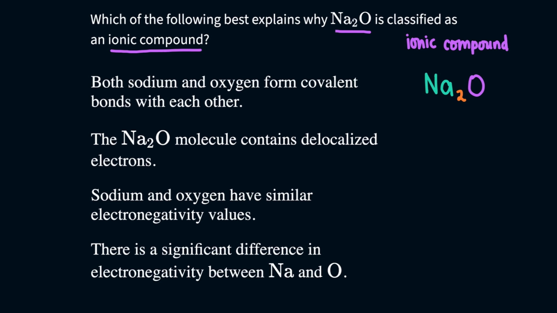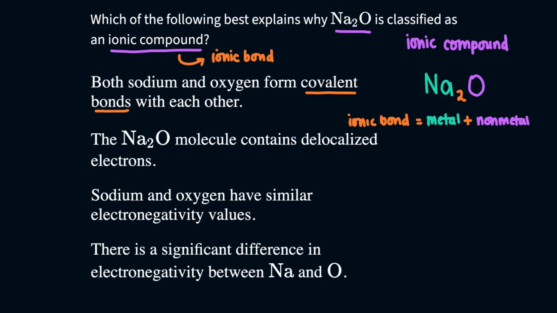Yeah, an ionic bond. And that's because sodium is in group 1, that's a metal, and oxygen is all the way on the other side of the periodic table. Oxygen is one of our nonmetals. And the general consensus is that when a metal and a nonmetal come together, you form an ionic bond. So for the first one, when it says that sodium and oxygen form covalent bonds, that's not the case. They told us that we had an ionic compound. Ionic compounds make ionic bonds. So this one's out.